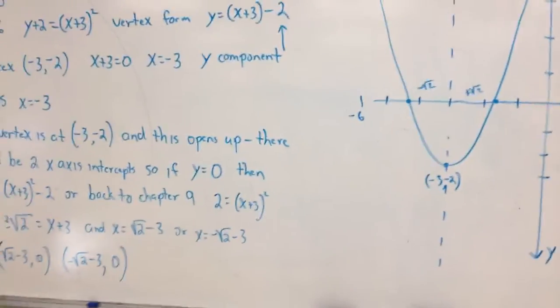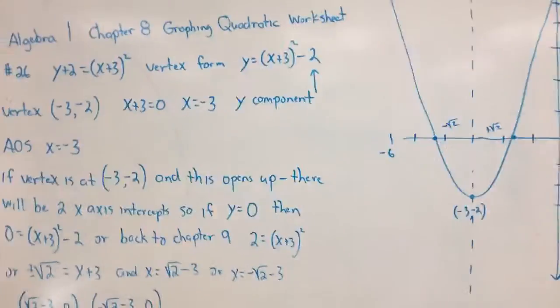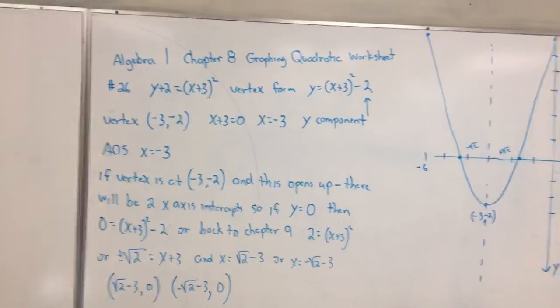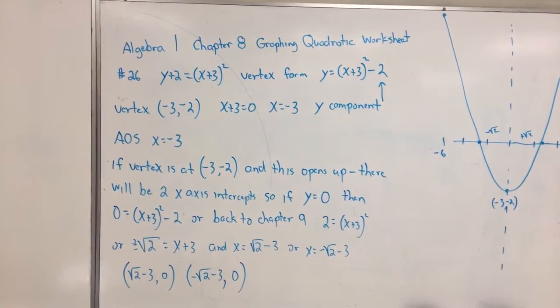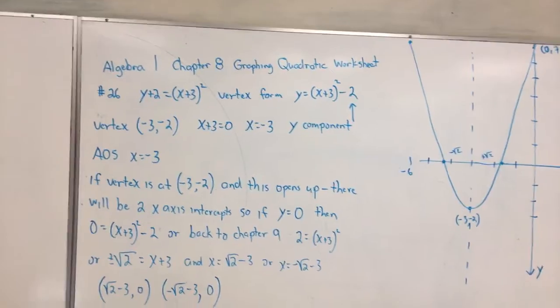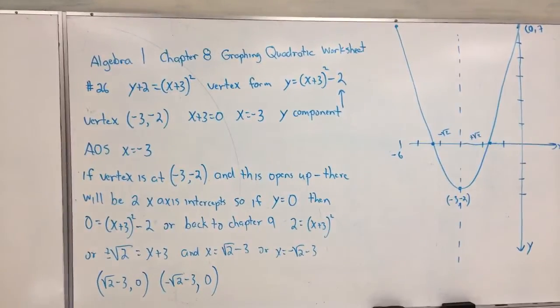All right, so that's number 26. This required, that's why we did Chapter 9, Section 9.1 first, so we knew how to handle these x-axis intercepts. So that's number 26. All right, more to follow.